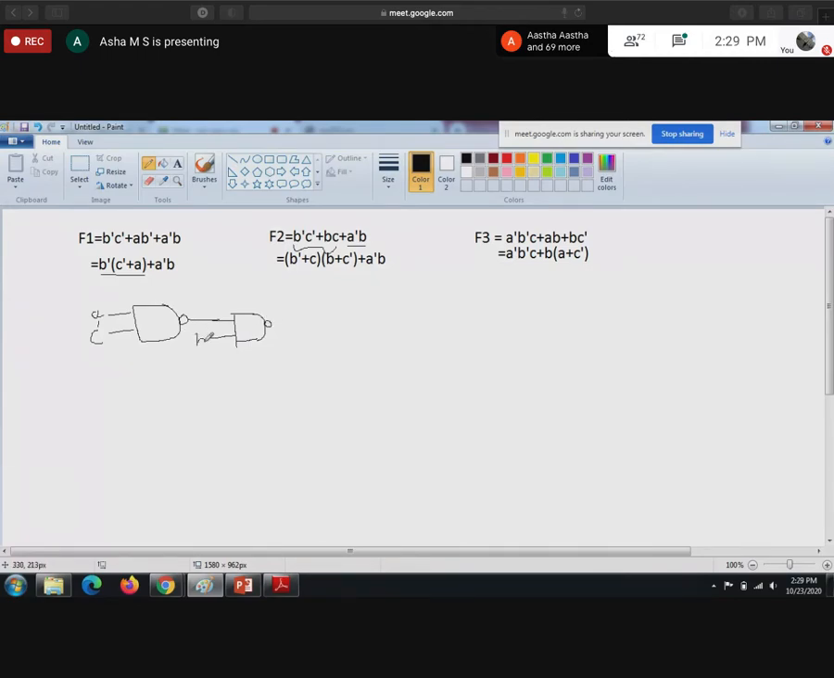So this is B bar. Okay, so this gives this entire thing. The output of this NAND gate gives B bar into C bar plus A. So take one more NAND gate for A bar B.